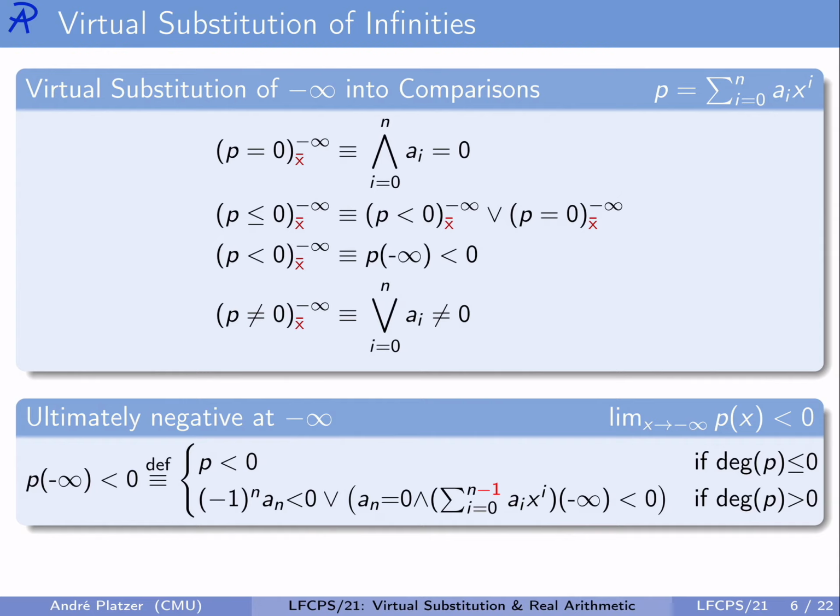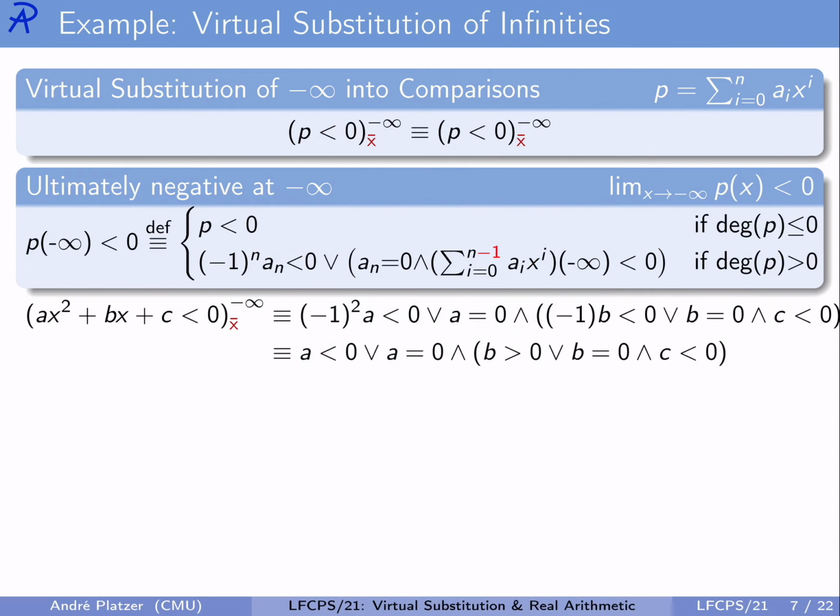Cool. Anyway, the point is now we have an entirely logical condition on the polynomial that is equivalent to the question whether the polynomial is ultimately negative at minus infinity. So p at minus infinity is negative, and that's precisely the question we had to answer here, and now we're done with virtual substitution. Great. Let's try that out.